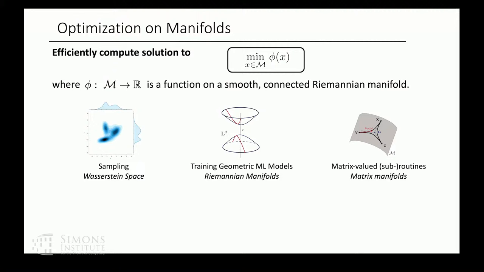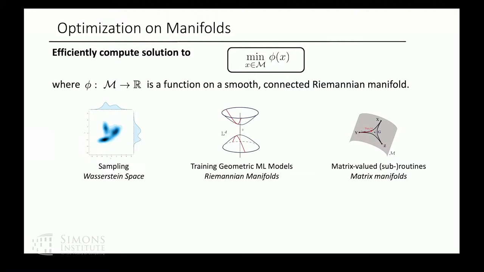So this talk is in the context of Riemannian optimization on manifolds. I want to start with just one slide of introduction about this class of problems and where we might encounter them in the machine learning or data science context. In Riemannian optimization, we are trying to solve problems of the form written here on the slide. We have a function defined on a Riemannian manifold, and we want to find its minimum. We usually assume that the underlying manifold is smooth and connected, but other than that, it can have any geometric structure. And problems of that form we encounter frequently in machine learning and data science.